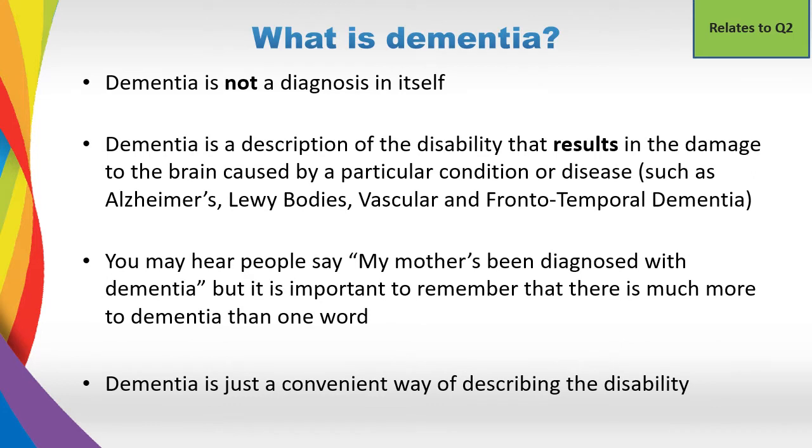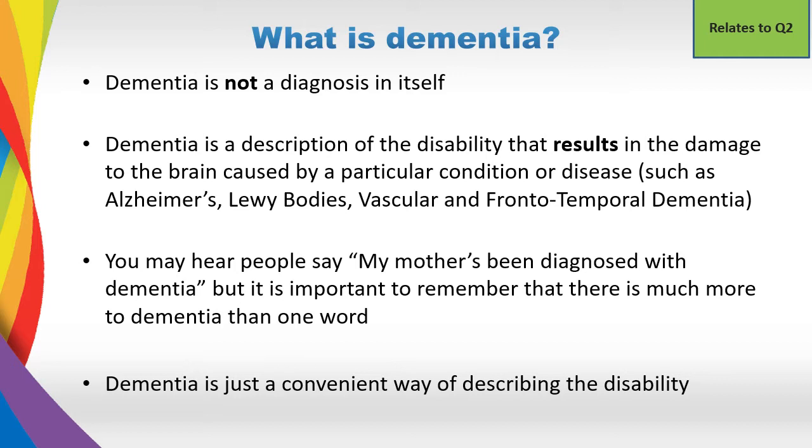So dementia is not a diagnosis in itself. Just because somebody may go to the GP and the GP may say, oh yes, it looks like they're getting dementia, that's not going to be the diagnosis in itself. Dementia is the description of a disability that results from damage to the brain. It's a particular condition or disease that causes the damage in the brain, which then causes the dementia. And these causes are, again, Alzheimer's, Lewy bodies, vascular and frontotemporal dementia as our examples.